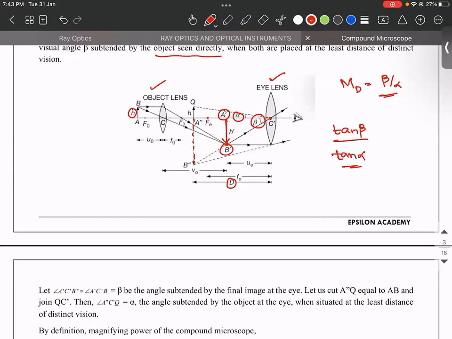So the second image will be virtual. Yes, it is virtual because the object is between the focus and the optical center.